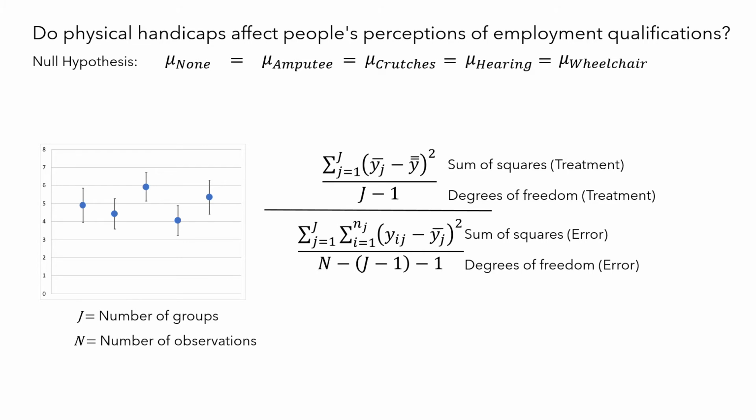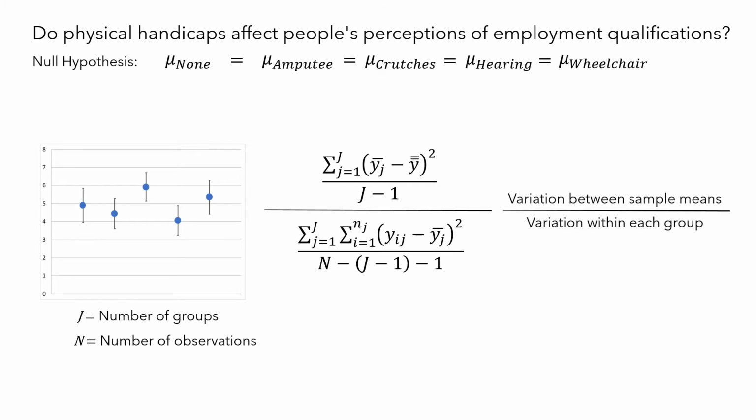So now we have a new statistic that lets us measure the ratio of the variation between the sample means to the variation within each group. And this ratio is called the F-statistic.